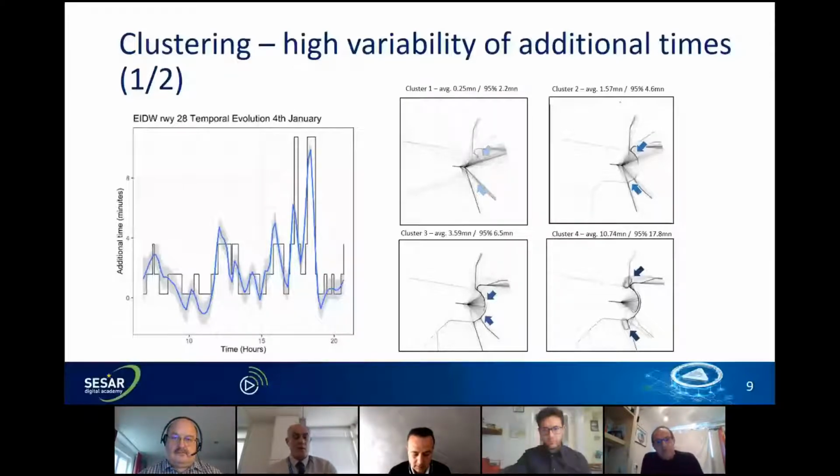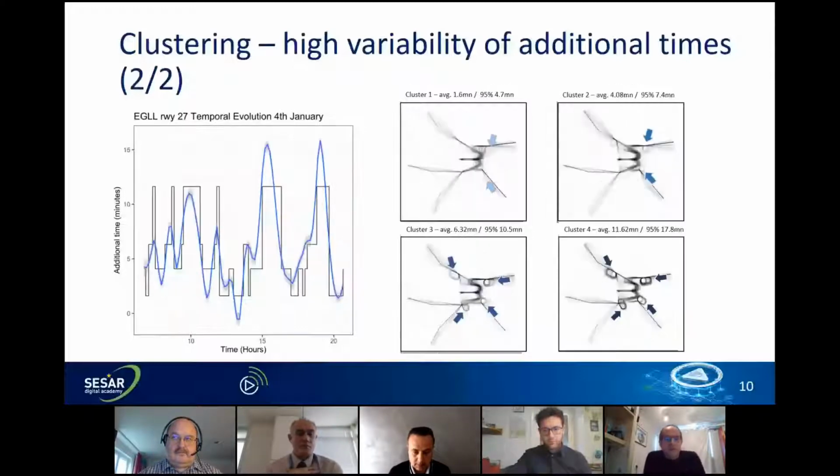I've got another example here with London, I believe, the next slide. So it's similar. You've got a distribution of additional times, identification of clusters, and then you end up with various regimes. And you can switch to the next one, Robin Sachs.